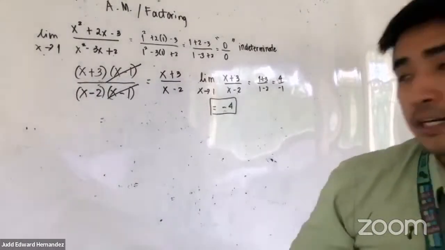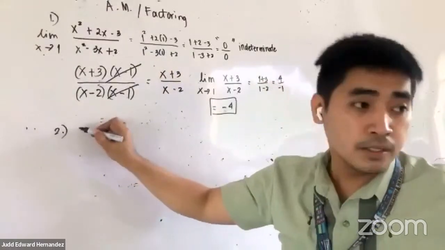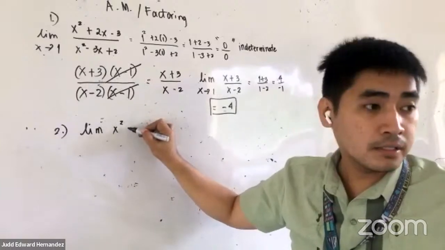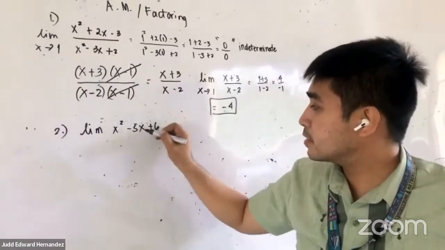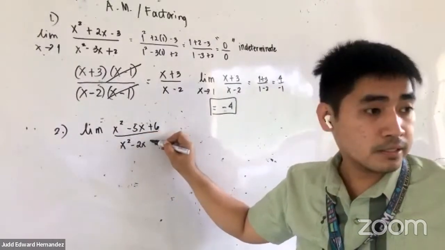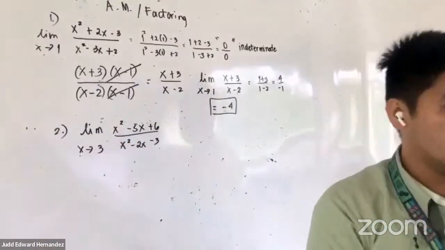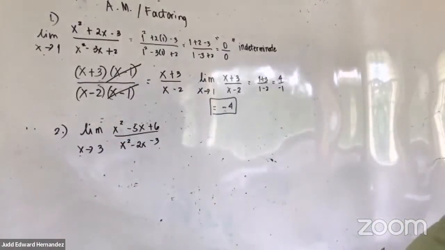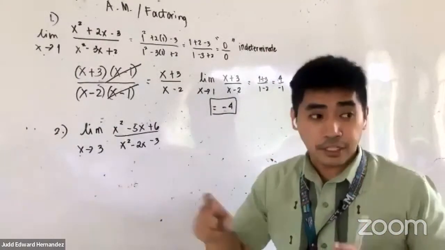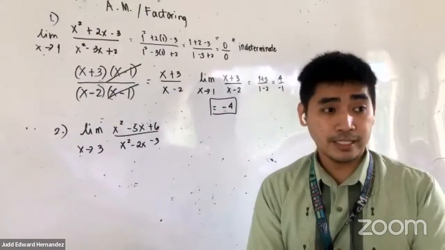I'll just write it na lang po. Okay, this is for number 1 or number 2. So the limit of x squared minus 5x plus 6 all over x squared minus 2x minus 3 as x approaches 3. Okay. After nito, isa na lang. Tapos, discuss na lang natin yung iba sa Wednesday.